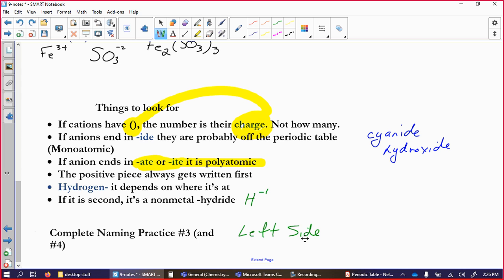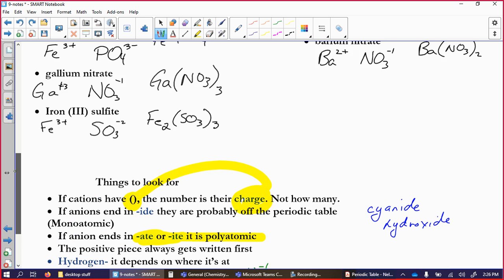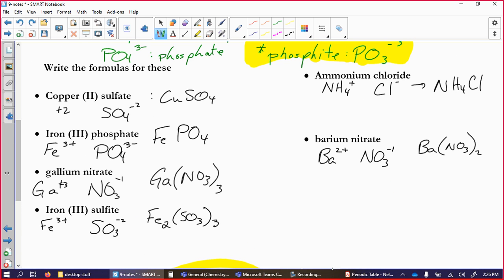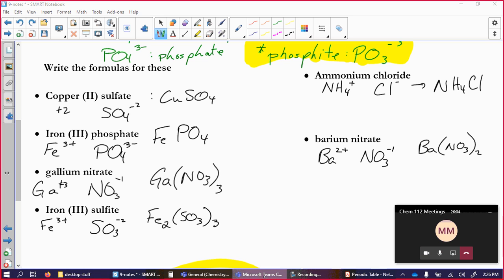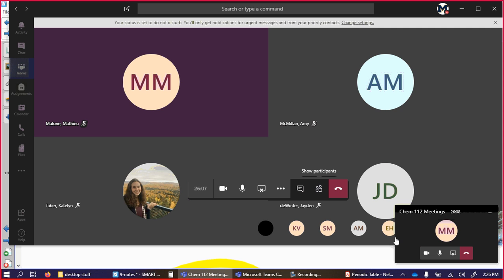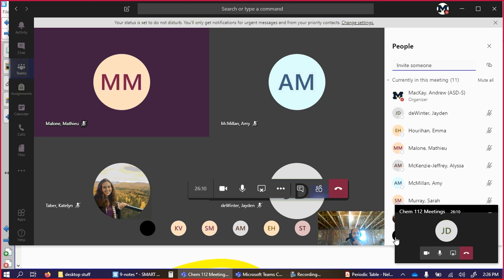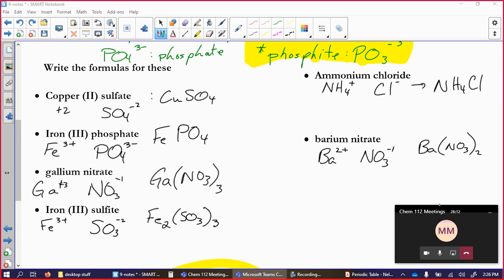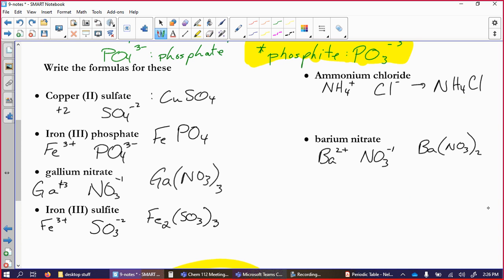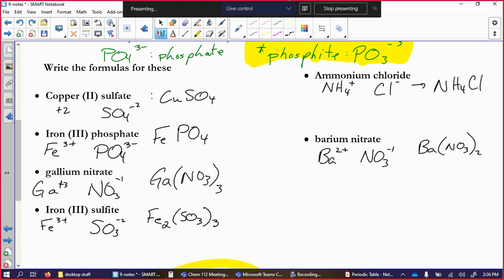Left side. Are there any questions with writing a formula? See if we've gained a couple people. So formulas, again, it's the same thing. We're just adding that little group of anions.